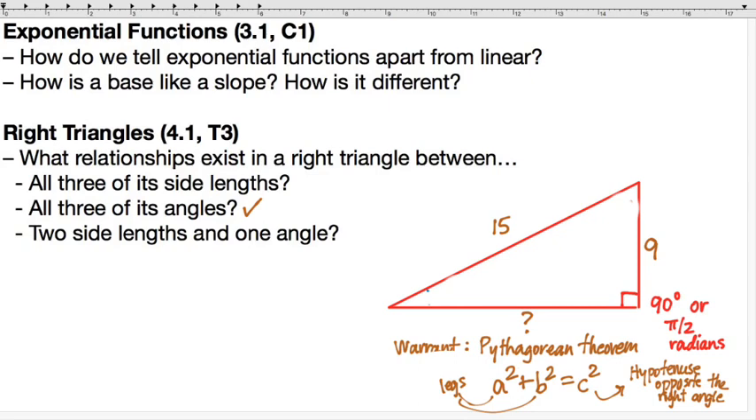Okay, so let's call this A, maybe. And so I'll get an equation, a squared plus 9 squared equals 15 squared. And that gives me enough information algebraically to then solve for A. 15 squared is 225. 9 squared is 81. And so I'll subtract 81 from both sides. If I subtract 81 from 225, I get 144. And when I take the square root, I get plus or minus 12.